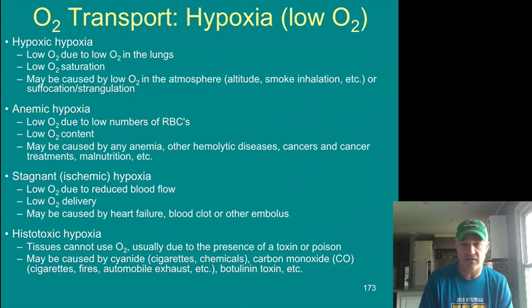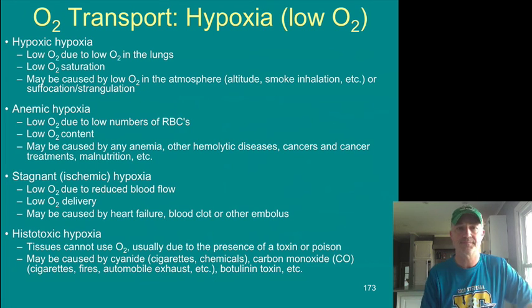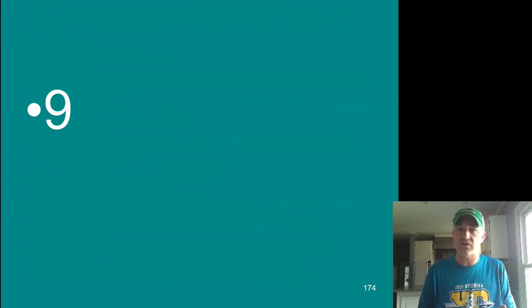And finally, histotoxic hypoxia. This is where tissues can't get oxygen because there's some type of poison, something like carbon monoxide, cyanide, things like that, where oxygen is not able to bind to those tissues because something else has inhibited it, some type of toxin.